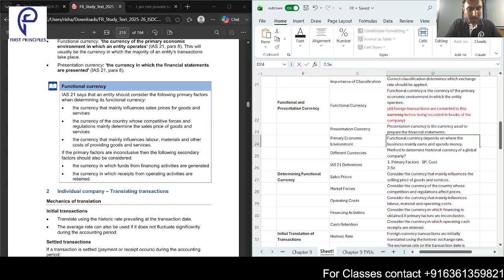Then you look into secondary factors. Okay. Now, what about secondary factors? In secondary factors, what do you look into? You look into the currency in which the company raises most of its funds, and second, the currency in which it retains most of its funds. Right? There's a lot more detail in SBR, but right now I'll just keep it to how much you would want to know.